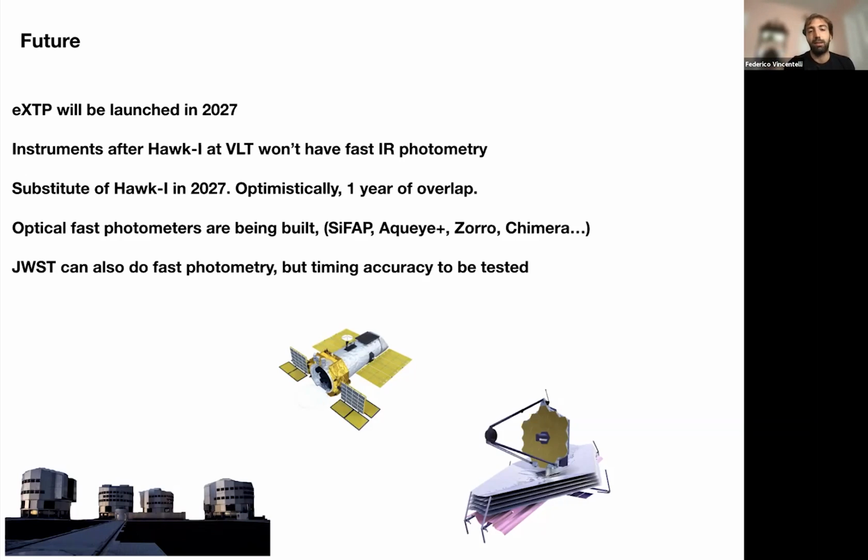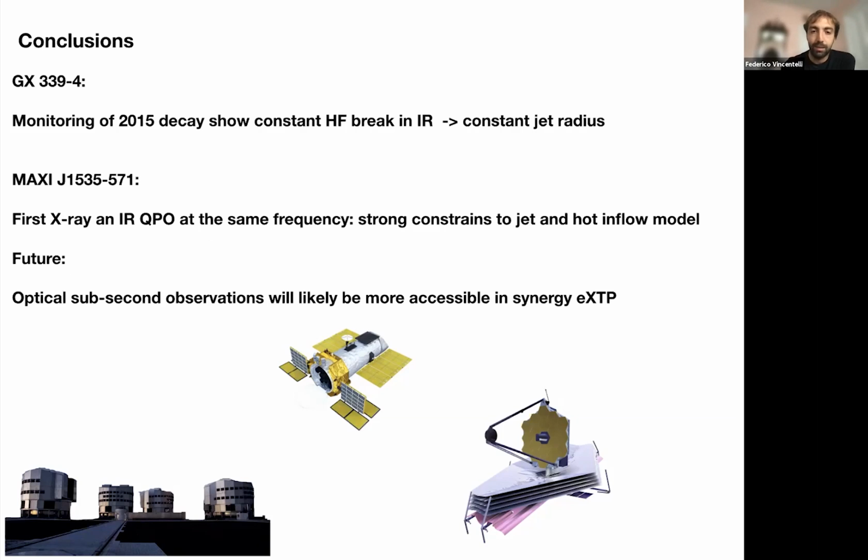But this is for the infrared side. However, for the optical side, a lot of fast photometers are being built in Italy, but also in the US and South America. So certainly there is hope for optical. As Tom said before, it's a bit messier in optical because you have more contribution from the hot inflow or from the disk, but still you can study jets. On the other hand, JWST also can do fast photometry, but as also Tom said, the timing accuracy has to be tested. So I'll leave you here for the conclusions, and thank you very much.